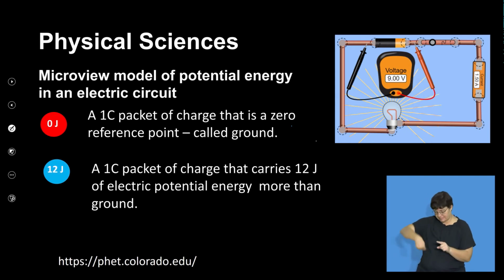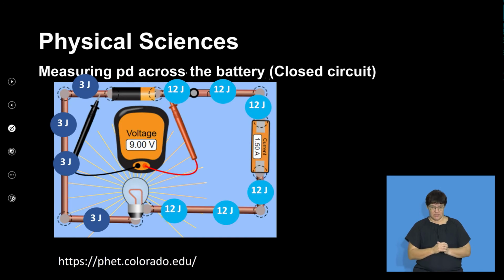Now, the terminal potential difference is 9 volts. And what exactly is happening in terms of potential difference? You realize that the potential difference across the battery is 9 volts, which comes from 12 minus 3.